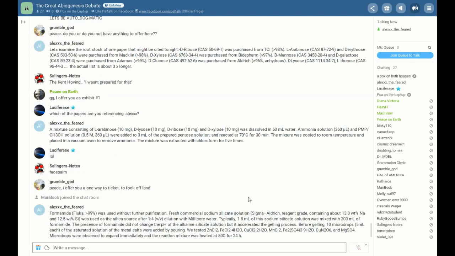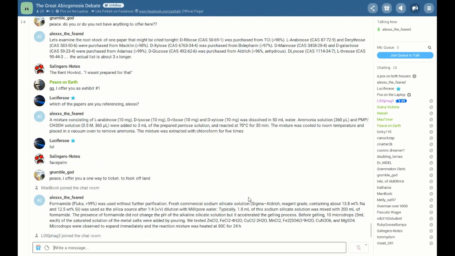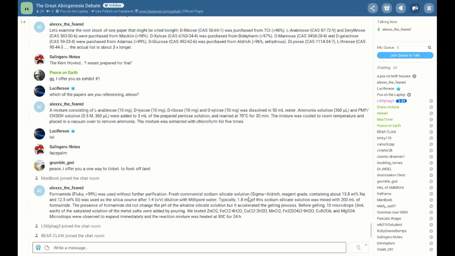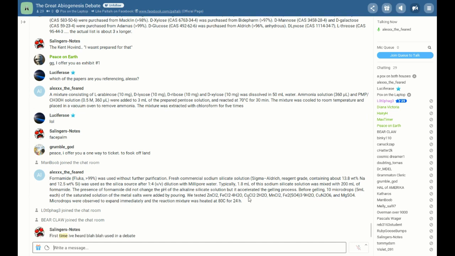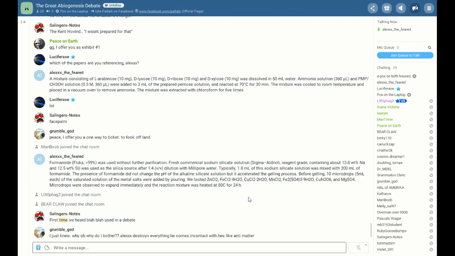As an example of the contrivance, right? So formaldehyde, 99% purity, good thing for that. The presence of formaldehyde did not change the pH of the alkane silicate solution, but accelerated the gelling process. Before the gelling, however, 10 microdrops, 5 milliliters each, and then they tested various metals with it, right? But they had to add that after the formaldehyde was added, but before it started to gel, right?